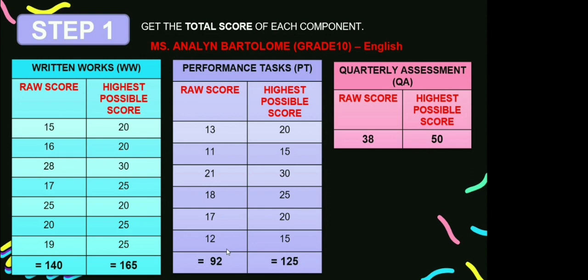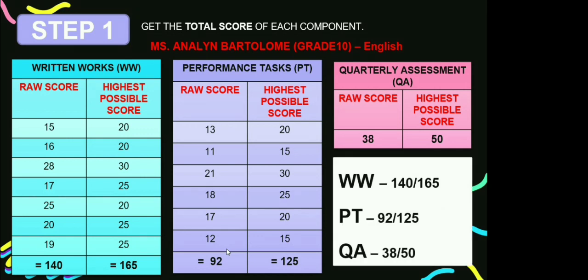So let us summarize all the results. The total score of Miss Bartolome in written works is 140 over 165. For the performance task, she got 92 over 125. And for her quarterly assessment, the score that she attained is 38 over 50.